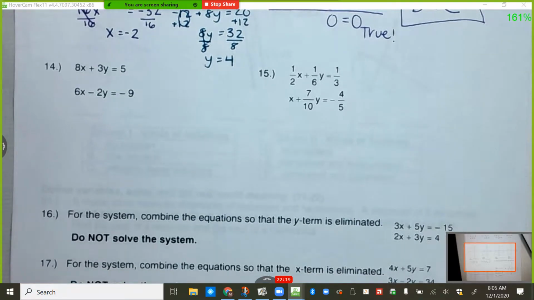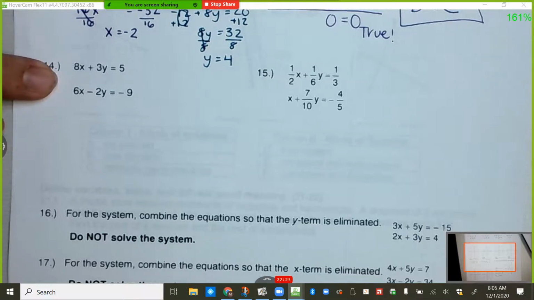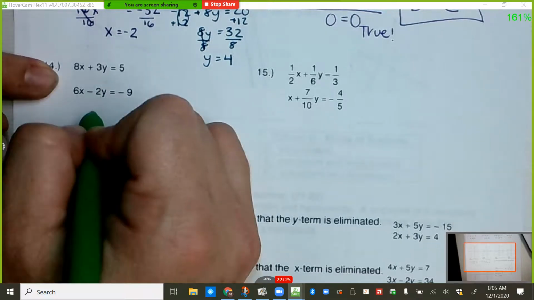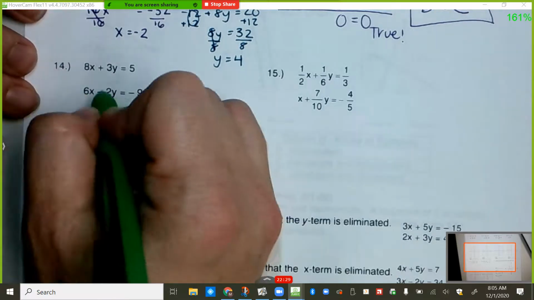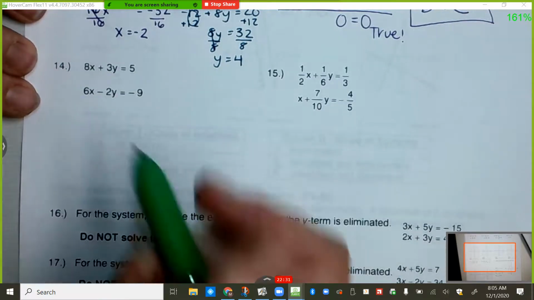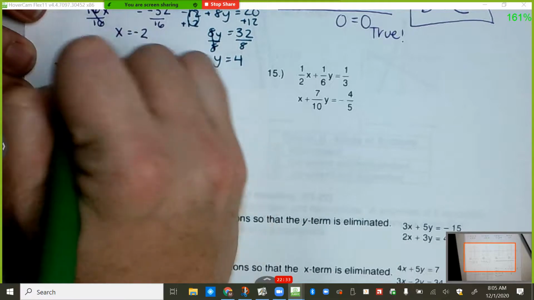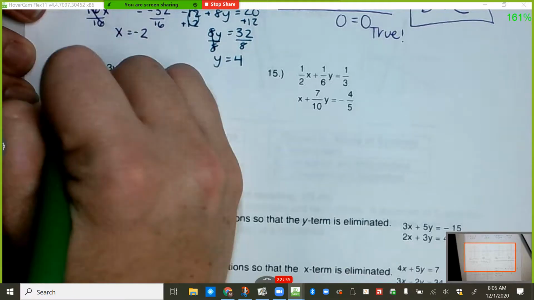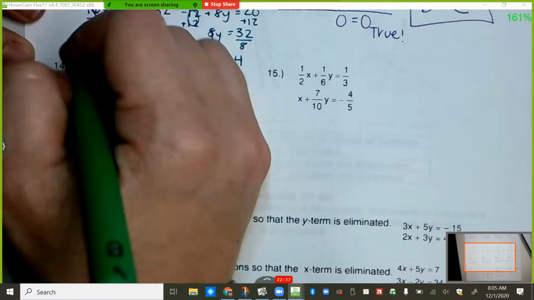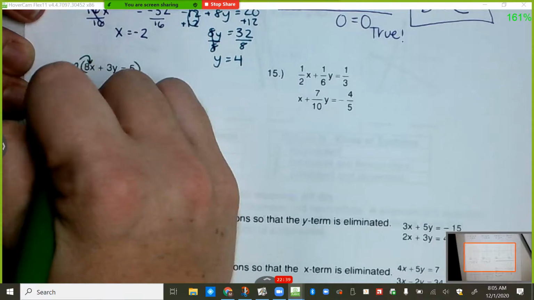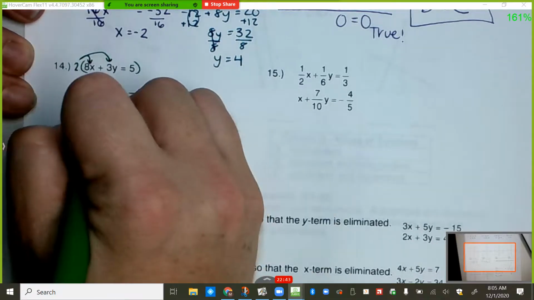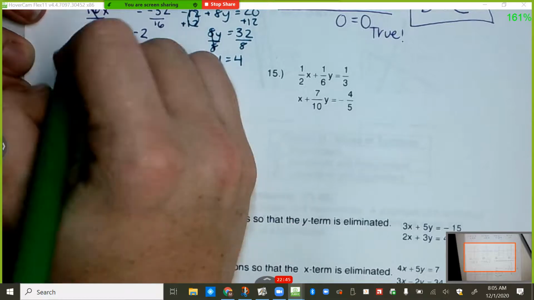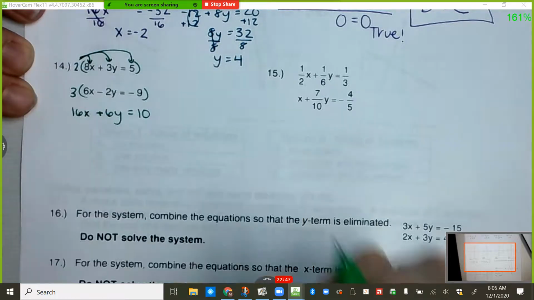Okay, 14. 6 can't turn into 8 and 2 can't turn into 3, but my y's are smaller and one's already negative and one's already positive, and I know they can both turn into 6. If I multiply this one by 2 and this one by 3, I know that the y's will be a 0 pair. 2 times 8x is 16x. 2 times 3y is positive 6y. And 2 times 5 is 10.